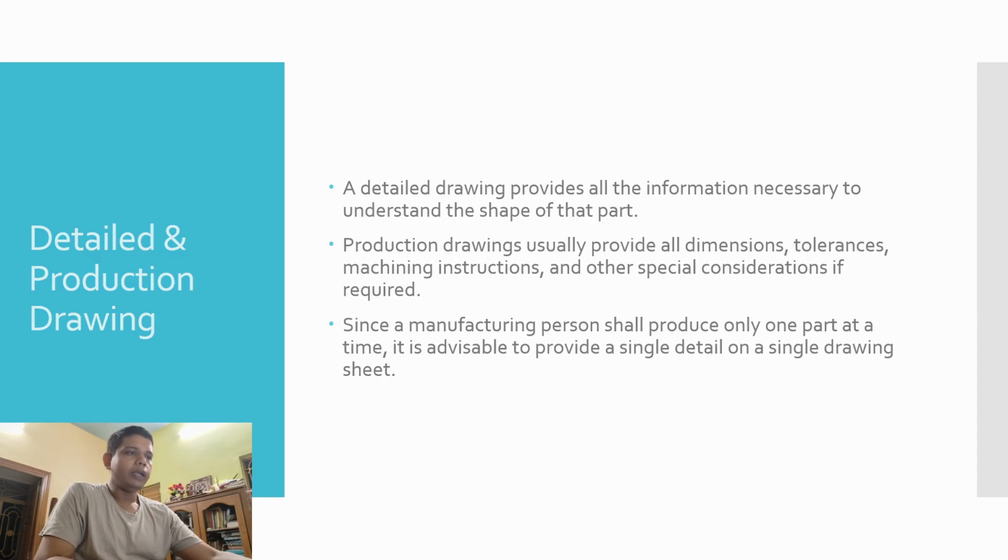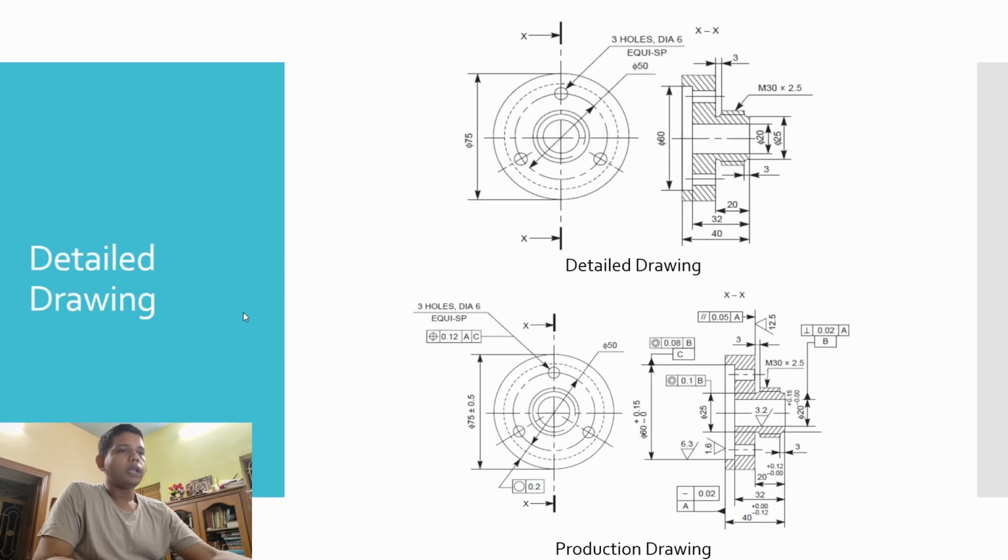Now in the next slide we can see there are two different examples of the same part. In the above you can see a detailed drawing where the overall diameter, the counterbore diameter, counterbore thickness or the thread size have been mentioned. But in the production drawing, multiple other information has also been included. These are the limits and tolerances. This basically comes within the feature control section.